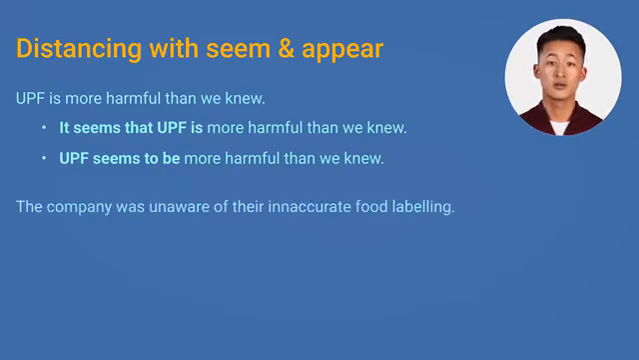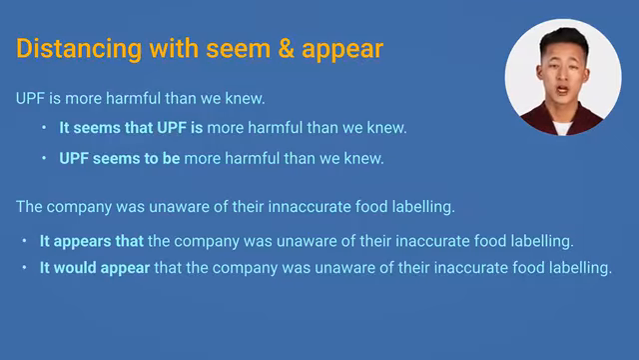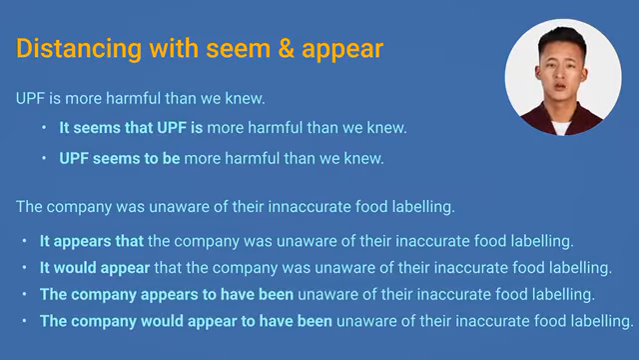Here is another example with appear. It appears that the company was unaware of their inaccurate food labeling. It would appear that the company was unaware of their inaccurate food labeling. The company appears to have been unaware of their inaccurate food labeling. The company would appear to have been unaware of their inaccurate food labeling. We can see that adding would to appear or seem adds even more doubt to the credibility of what is being reported.